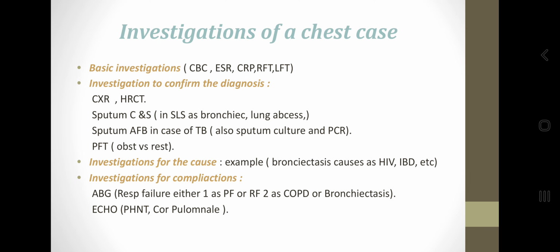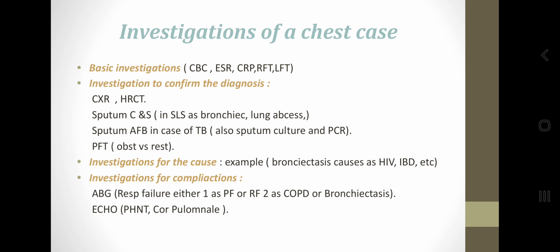culture and sensitivity, especially if you suspect infection like suppurative lung syndrome, bronchiectasis, lung abscess. Sputum acid-fast bacilli culture or PCR is for TB case. And the pulmonary function test measuring forced expiratory volume in 1 second compared to forced vital capacity: more than 70, it will be restrictive, less than 70, it will be obstructive. Restrictive like pulmonary fibrosis, obstructive like COPD.